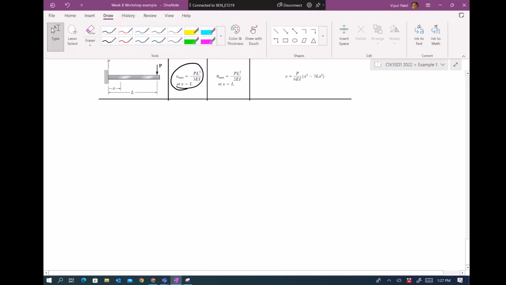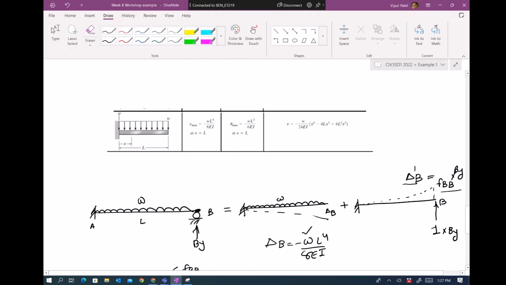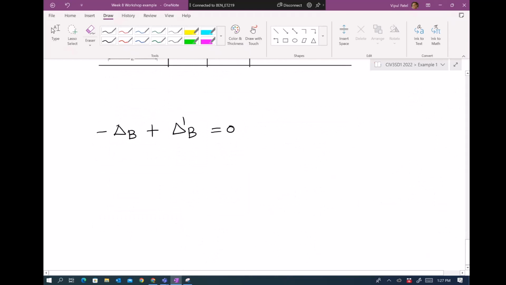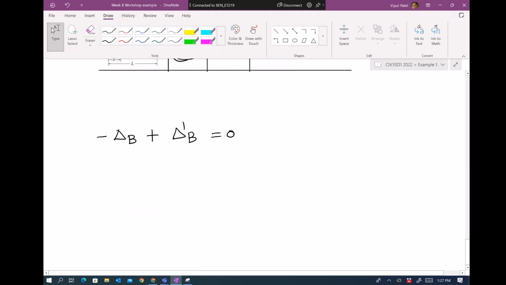All good. So everyone agrees with me with these conditions to write minus delta B plus delta dash B equal to 0. Does everyone agree with me on this one? Negative because delta B is coming down. Delta B dash going up. Both will make it plus and minus equal to 0.